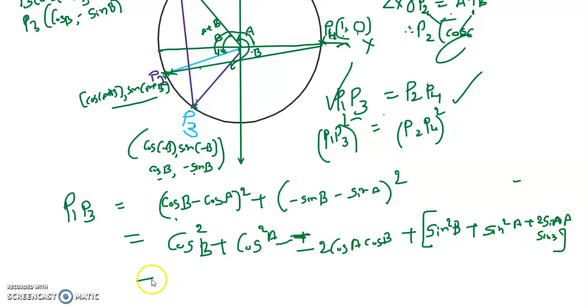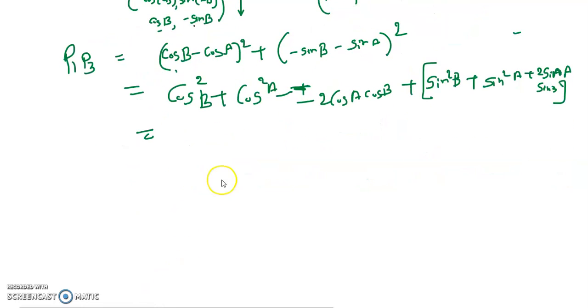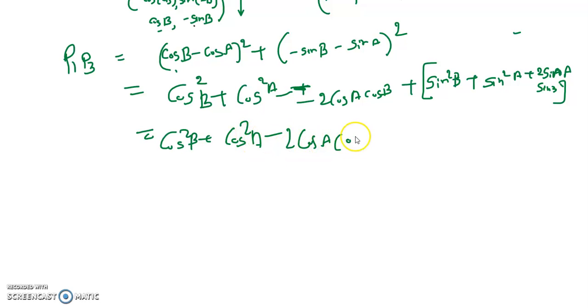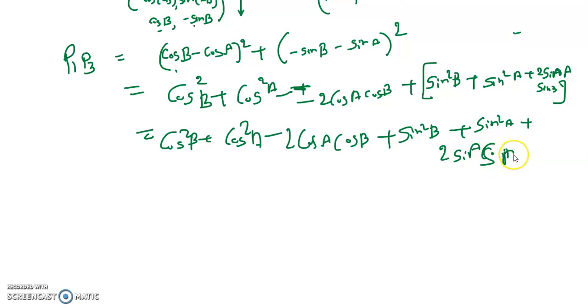Now this is equal to cos square B plus cos square A minus 2 cos A cos B plus sin square B plus sin square A plus 2 sin A into sin B. So what do we have? Cos square B plus sin square B, together I can call it 1, plus cos square A, and one more term is there. It is sin square A.